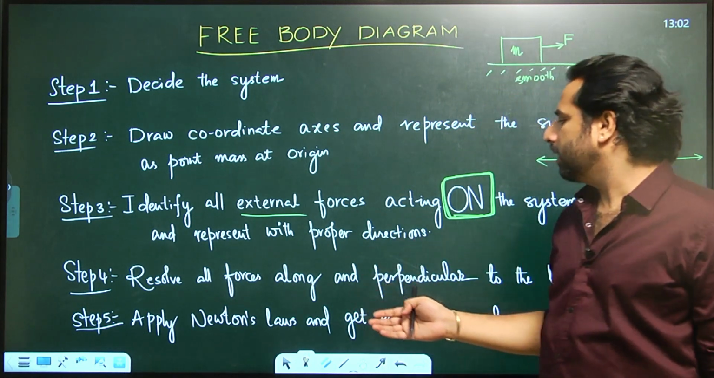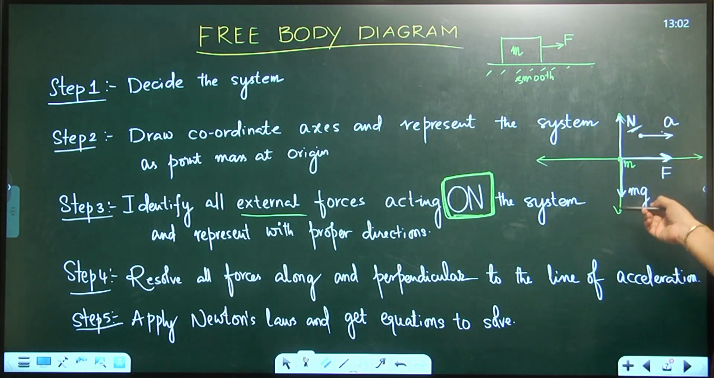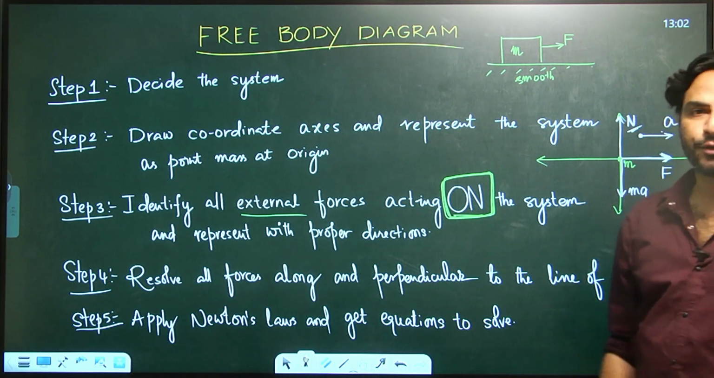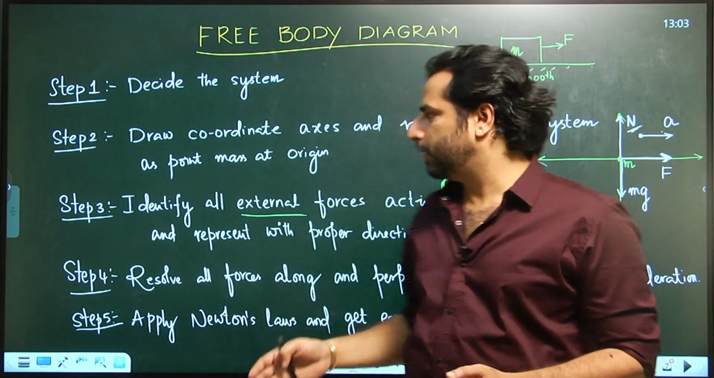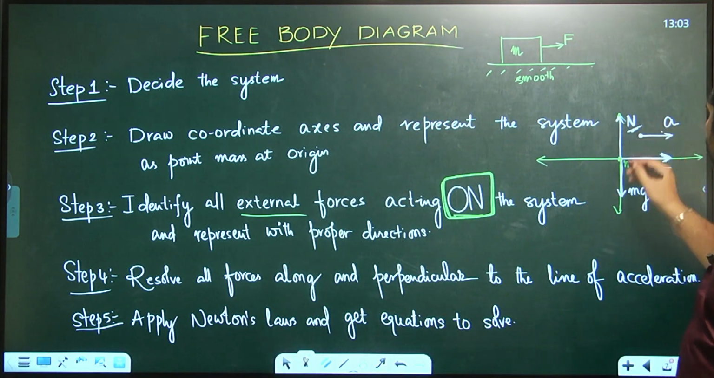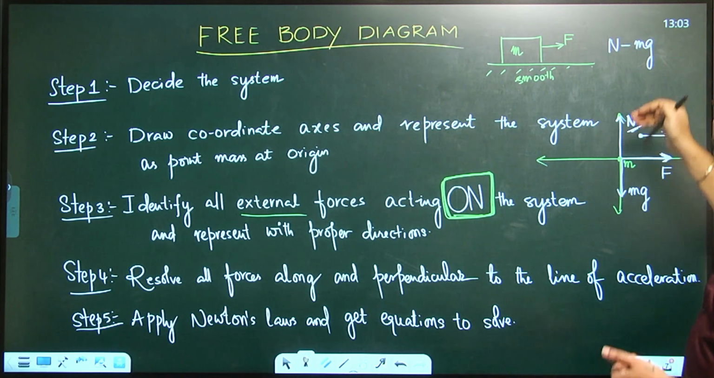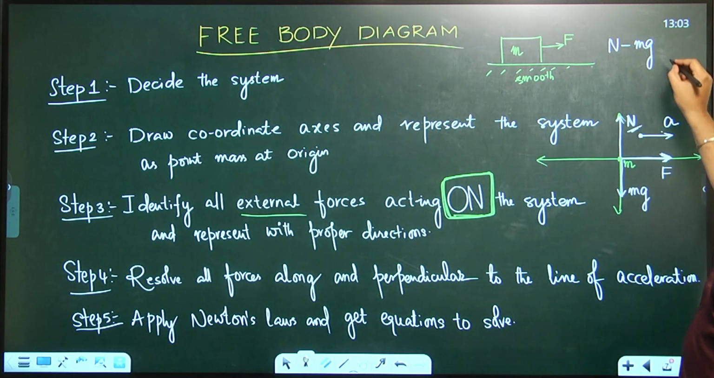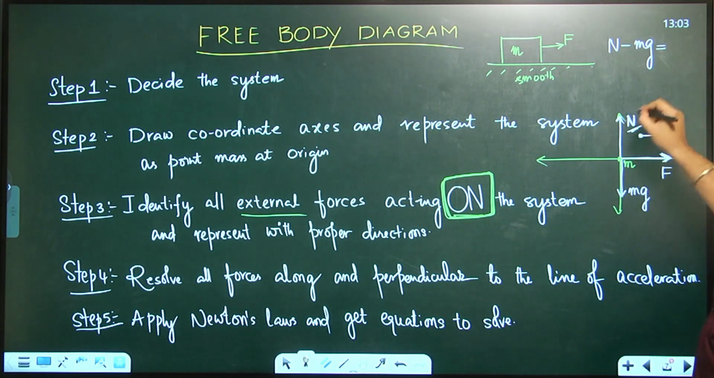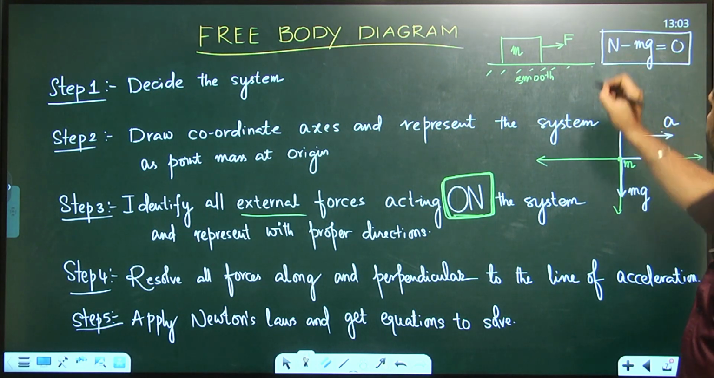And coming to step 5, apply Newton's laws and get equations to solve. Applying Newton's second law, net force is equal to mass into acceleration for a constant mass system. Because this is a constant mass system, in the vertical direction, what is the net force? N minus mg. I'll take upward as positive, downward as negative. Net force is N minus mg, that is equal to mass times the acceleration in the vertical direction, which is 0. So N minus mg is 0. This is the first equation that I'll deduce.